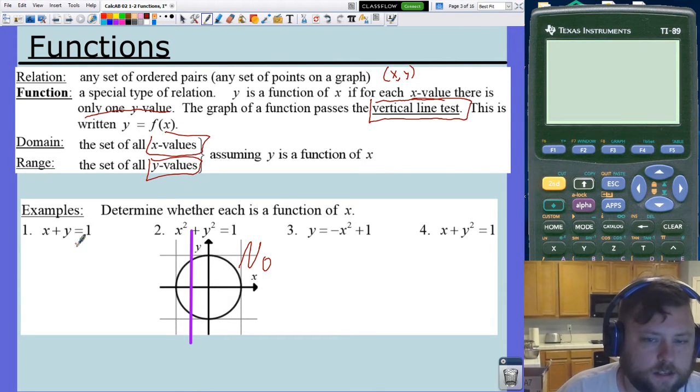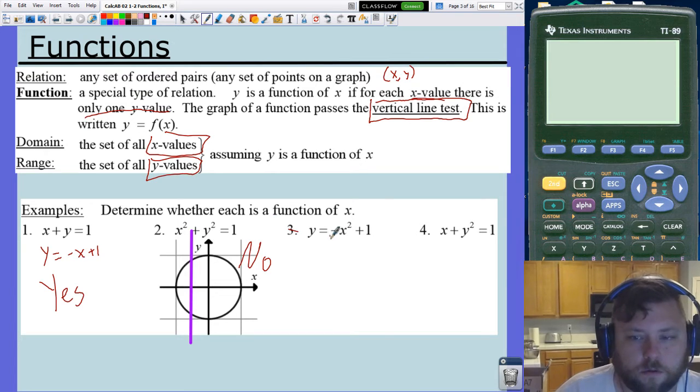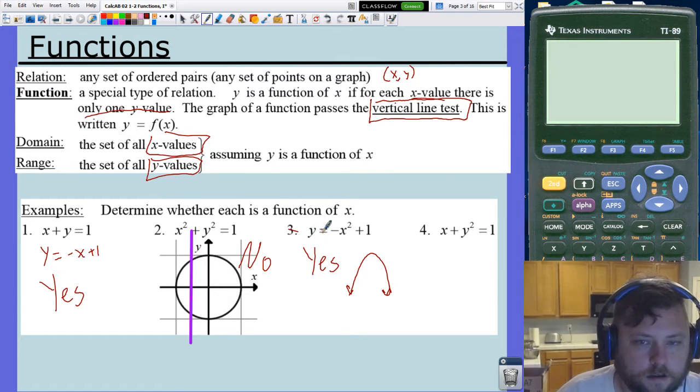So determine, is this a function? When I say x plus y equals 1, yes, this is a function. This is the same thing as y equals negative x plus 1, which is a line. Lines except for vertical lines are functions, yes. 3, y equals negative x squared plus 1. This is also a function, yes. This is an upside down parabola, and that's going to form a function. For every x value, there's only one y value.